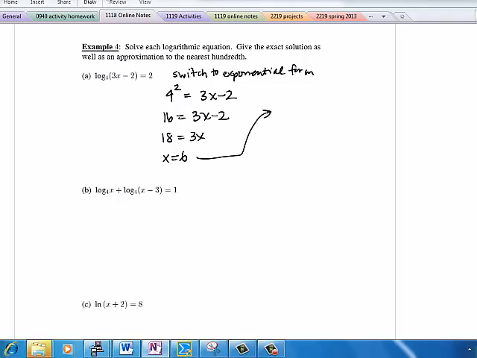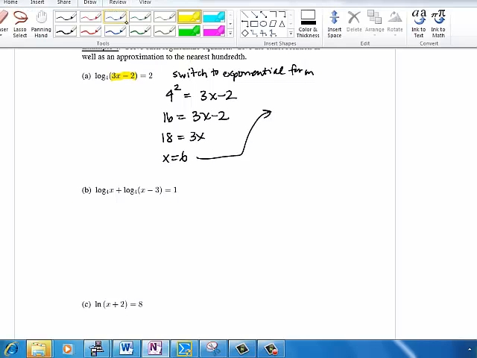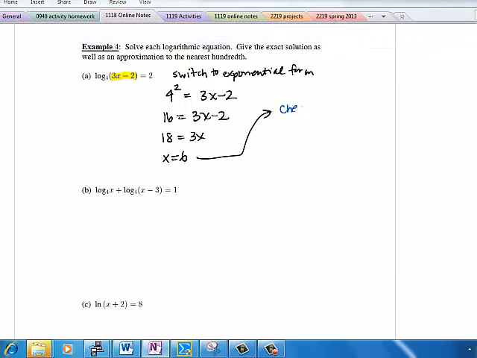And then what we want to make sure is the input, the 3x minus 2, we want to know, is that greater than 0? Well, 3x minus 2, it would be 18 minus 2, and that is greater than 0, so yes. So we keep 6 as a solution.